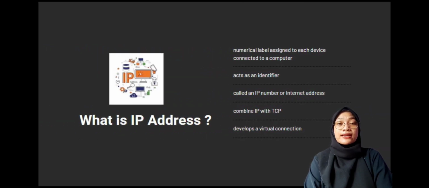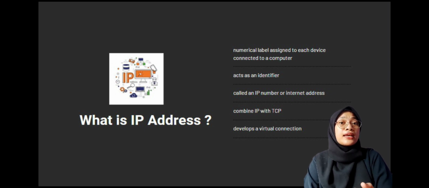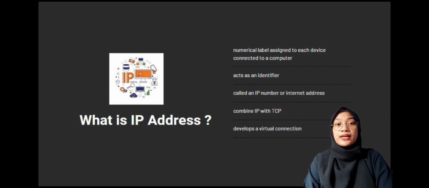So what is an IP address? An IP address is a numerical label assigned to each device connected to a computer network that uses the IP protocol for communication. An IP address acts as an identifier for a specific device on a particular network and specifies the technical format of the addressing and packet scheme. Most networks combine IP with TCP. It also develops a virtual connection between a destination and a source. An IP address is also called IP numbers or internet numbers.